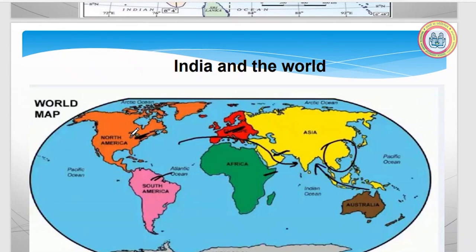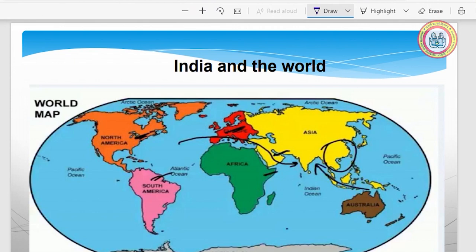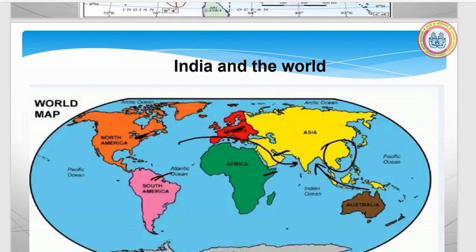India and the world. India has a strategic location in the world. Here you can see India. The Indian landmass has a central location between the East and West Asia. Here you can see the eastern side of Asia and here is the western side of Asia. So our country India has a central location between East and West Asia.